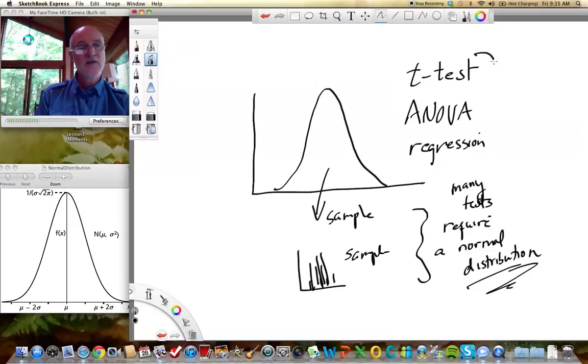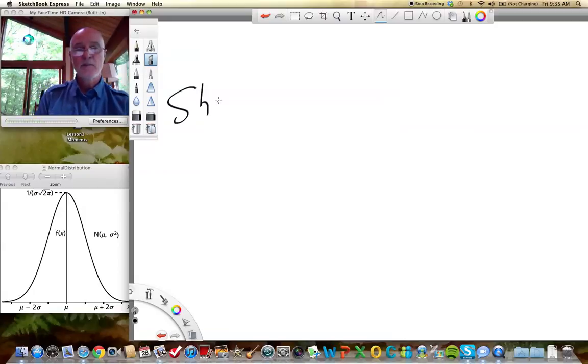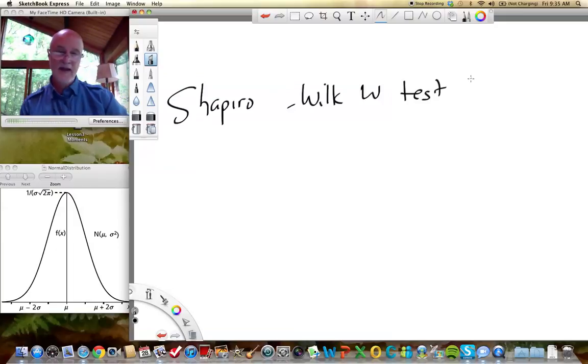And so these very powerful tests rely on the assumption of a normal distribution. And we're going to see then that this is going to be an important assumption, and we need a test for deviation from the normal distribution before we go on and do our statistical tests. Now in JMP, that is called the Shapiro-Wilk W test, and I'm going to actually cover that in class.